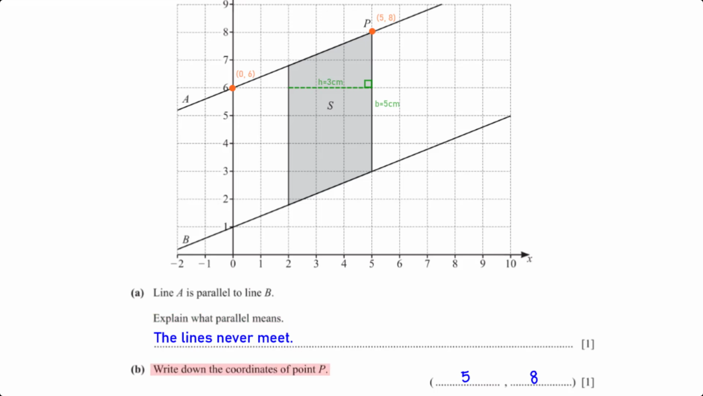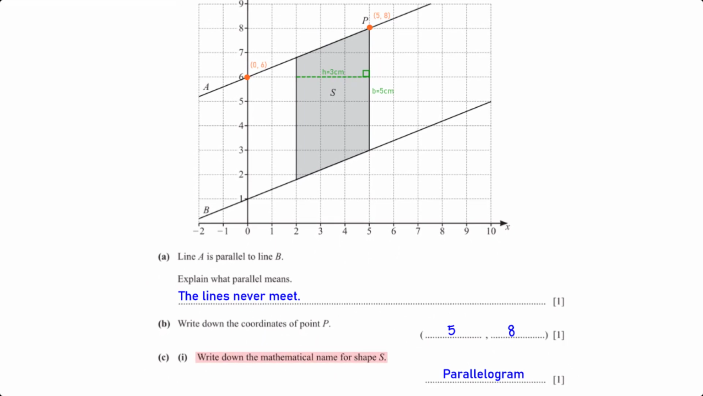Write down the coordinates of point P. When we map point P onto the x-axis, we get the x-coordinate to be 5, and when we map it onto the y-axis, we get its y-coordinate to be 8.